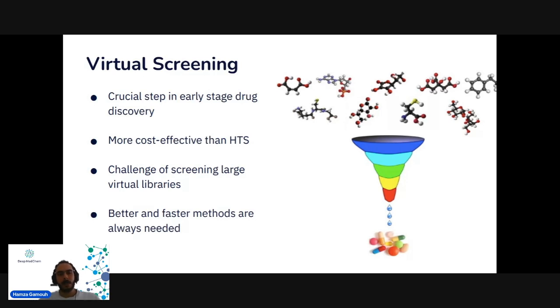The challenge of screening large virtual libraries. Even if virtual screening is a computational technique, it's usually quite hard to screen very large libraries, like billion scale compounds or even more, against a single target due to the computational cost of the traditional virtual screening techniques. The bigger the databases, the harder the virtual screening becomes, and for that, better and faster methods are always needed.